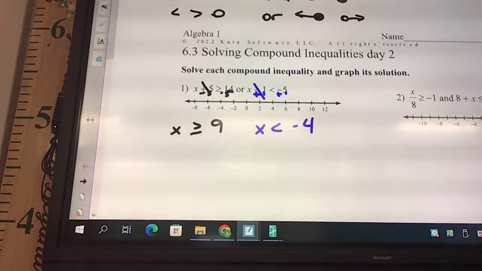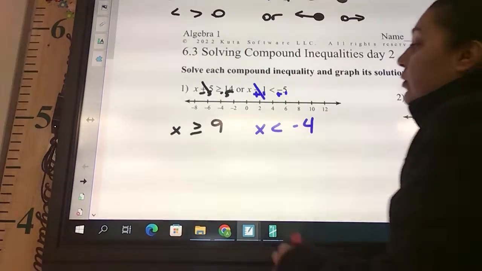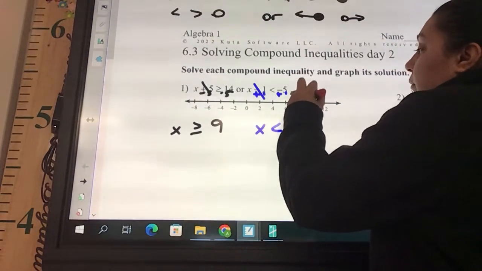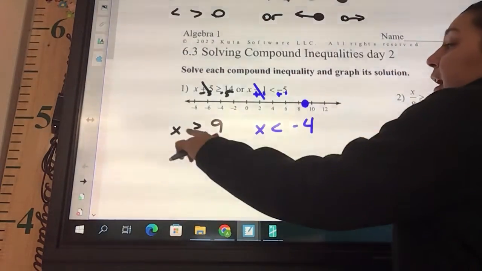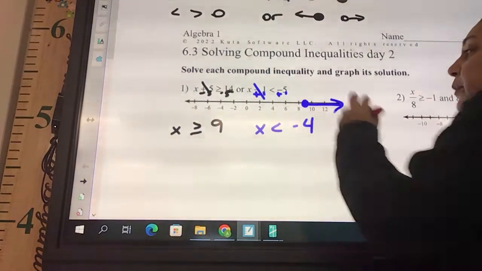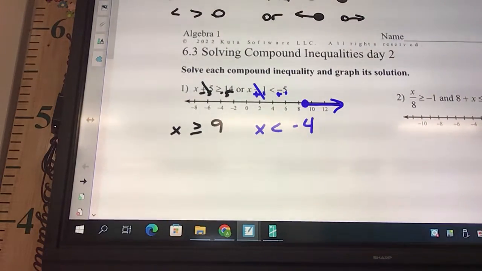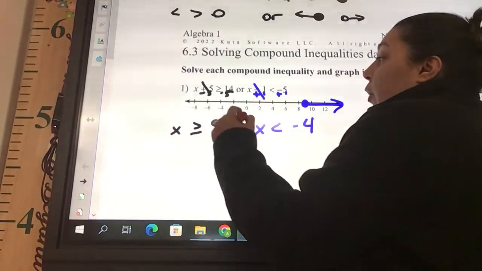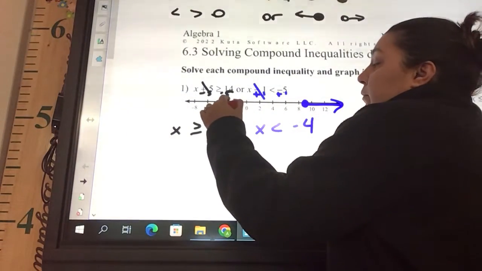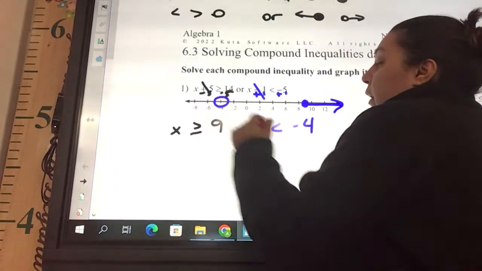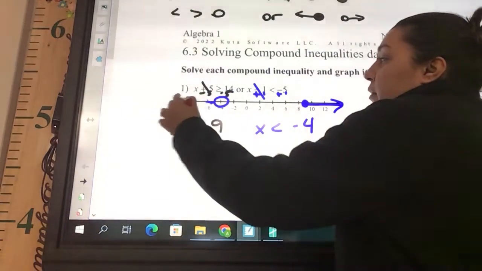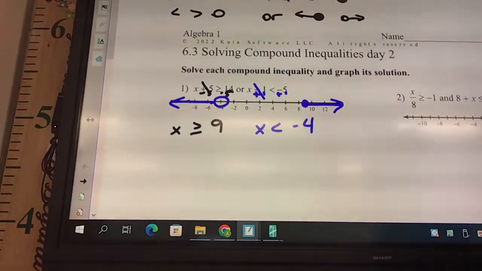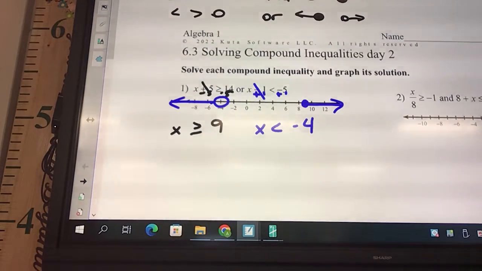Okay, on the 9, is that going to be open or closed? Closed. It's going to be closed. And it says x is greater than, and so that's going to be pointed out. And it's an "or", and so it should. Okay? On the negative 4, open or closed? Open. And that says x is less than, so it's going to be pointed this way. Okay? And that's an "or", and it should be pointed out.